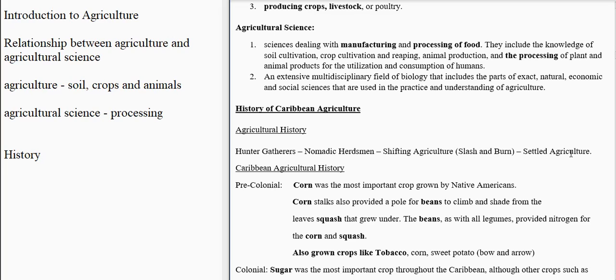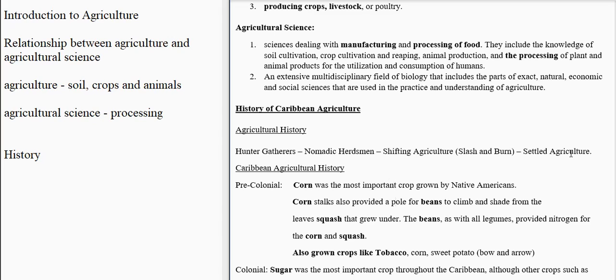Eventually humans moved on to settled agriculture, and this is where persons start to actually do their farming practices. They cultivate the land around them, designate a certain area for farming, even take the more docile animals and domesticate them, and involve them in the farming. And that is the agriculture that we have today.